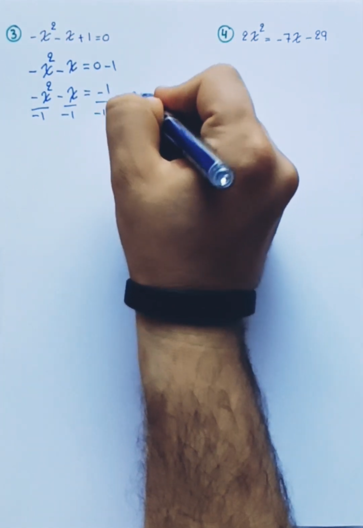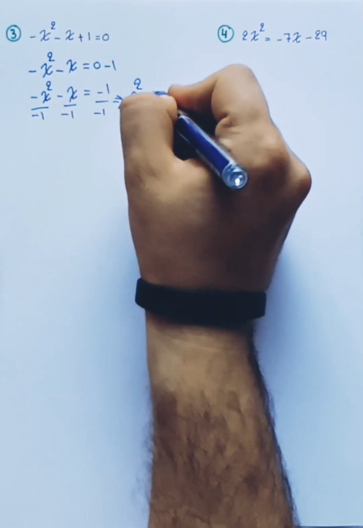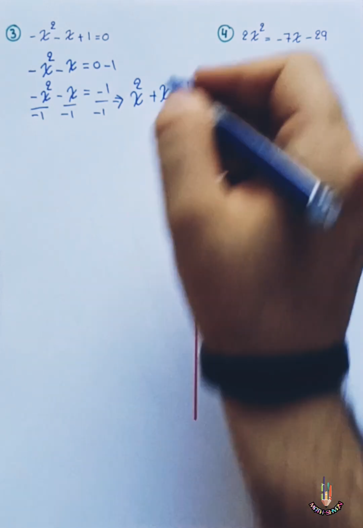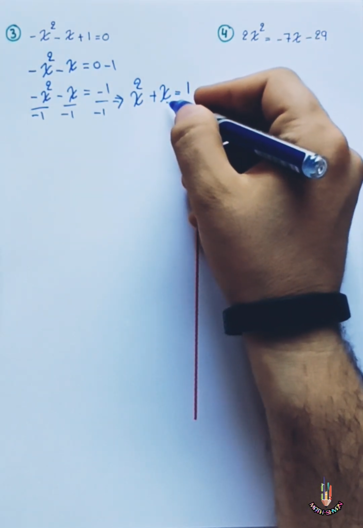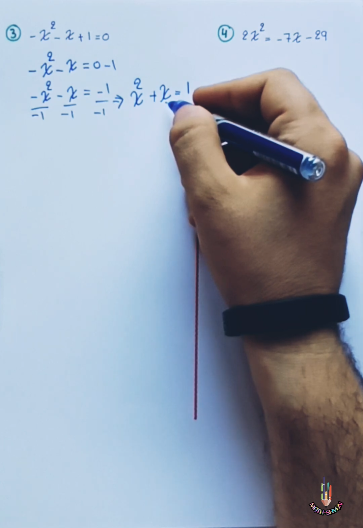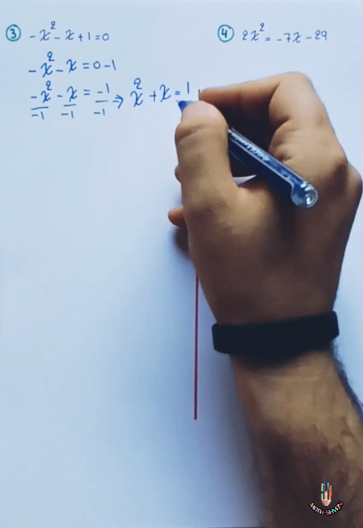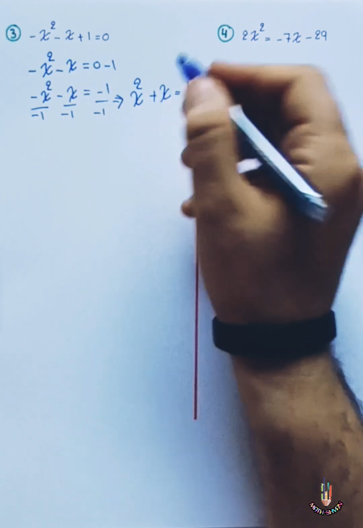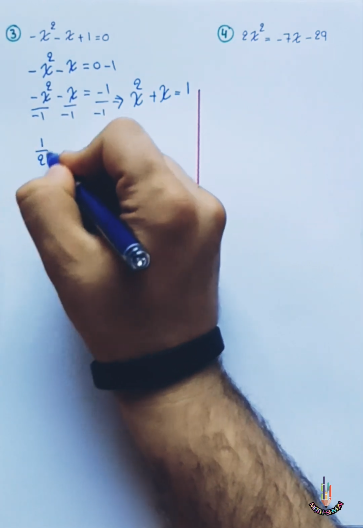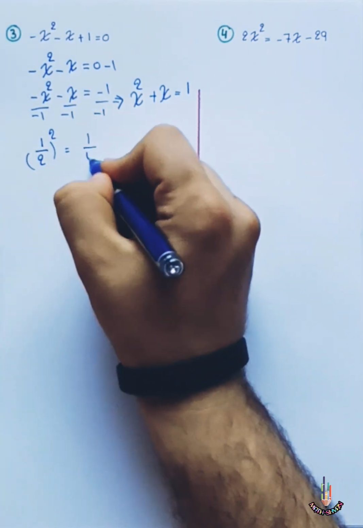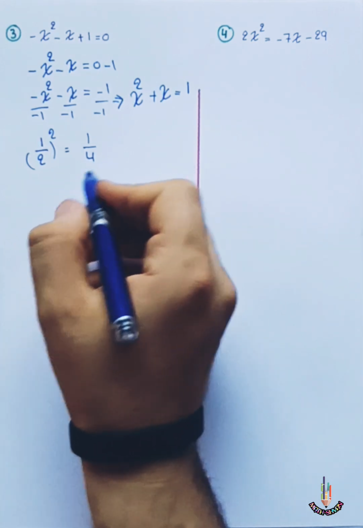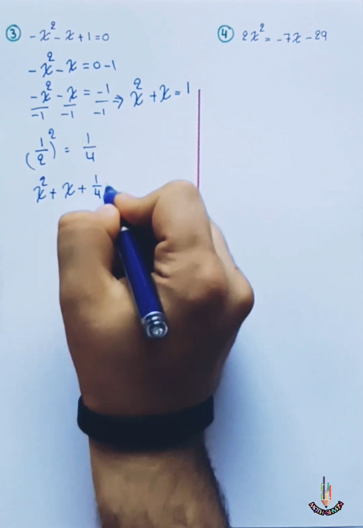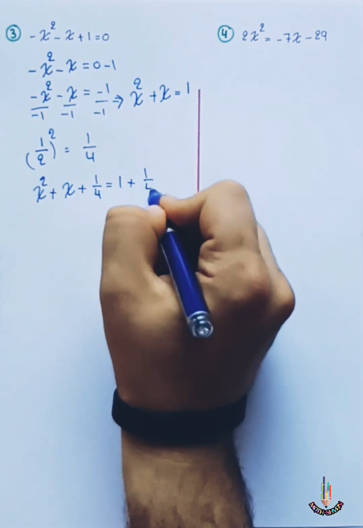So we will get x squared plus x equal to 1. After that we have to change this equation into a perfect square and find the third term. The coefficient for x is 1. We have to divide 1 by 2 and then square it, which equals 1 out of 4. We have to add 1 out of 4 to both sides. x squared plus x plus 1 out of 4 equal to 1 plus 1 out of 4.